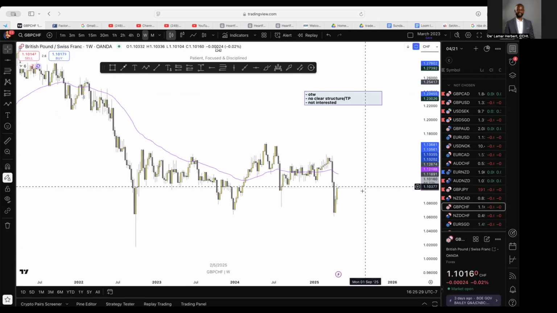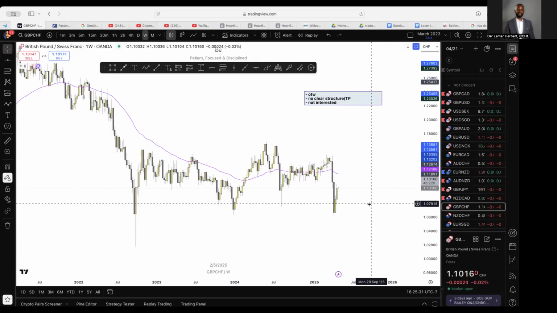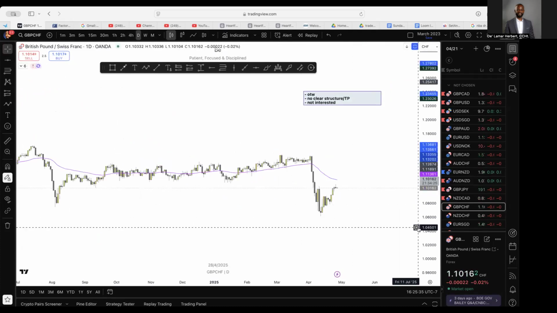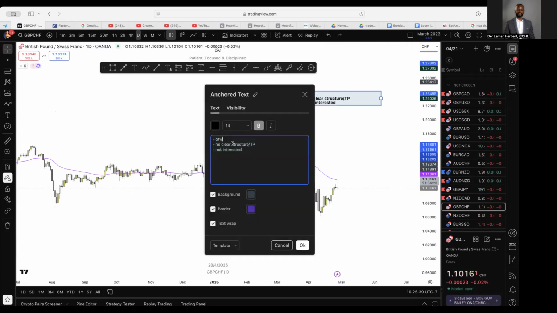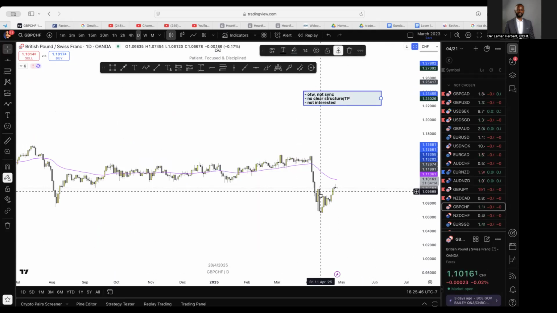GBP-CHF, it looks like it's on the way right now. On the way to what is the question? Weekly is bearish. Daily it looks like it's bullish. So it's not in sync. I would definitely say that's a shift. And it's not in sync at this point. So yeah, that's a clear not in sync.